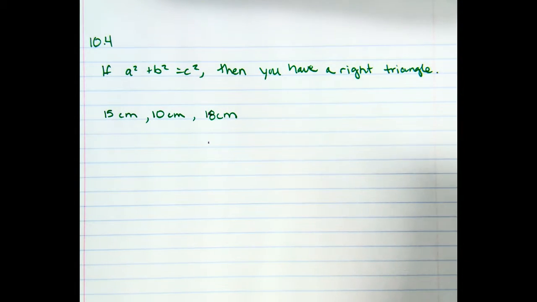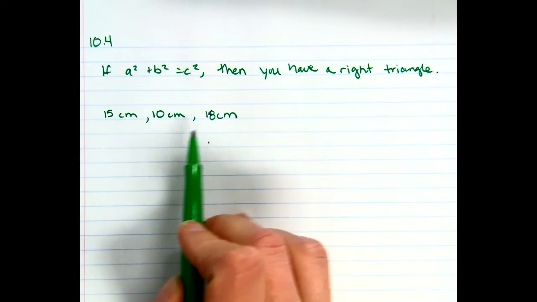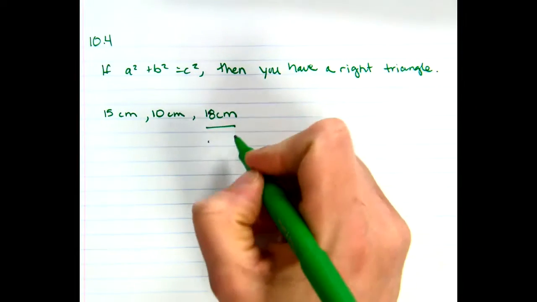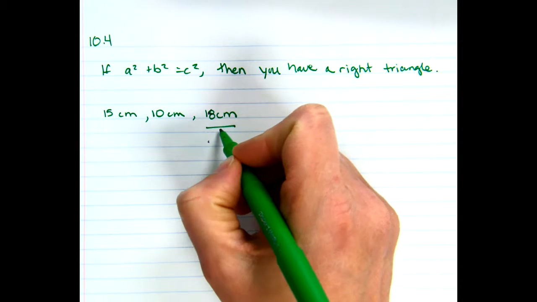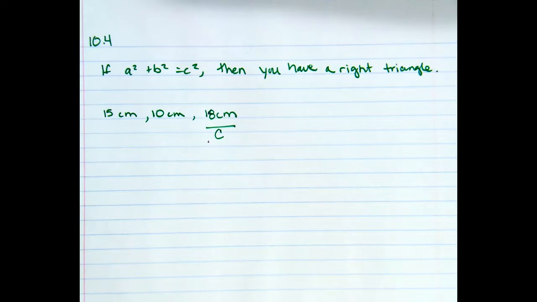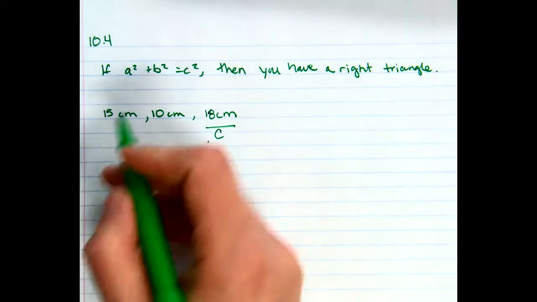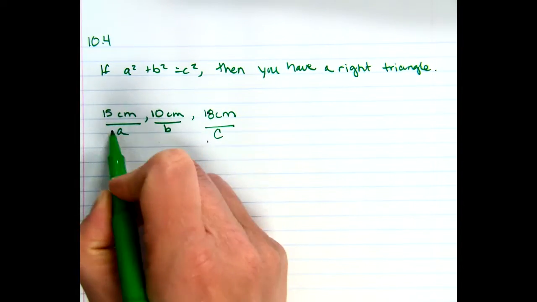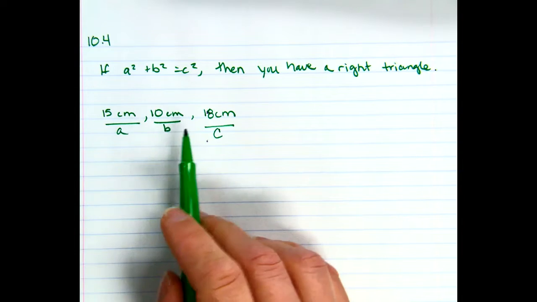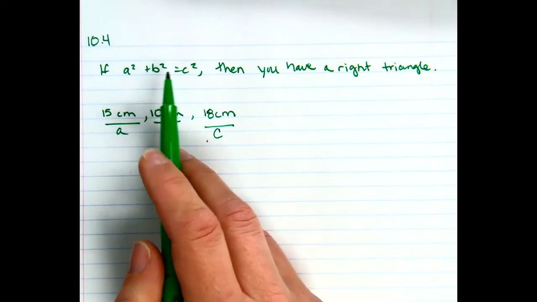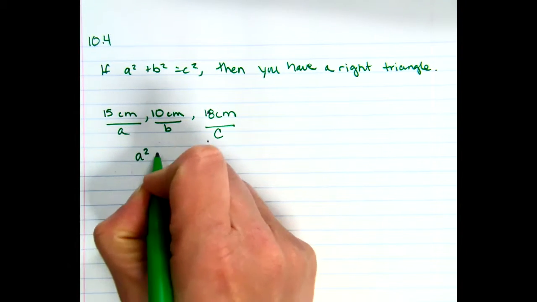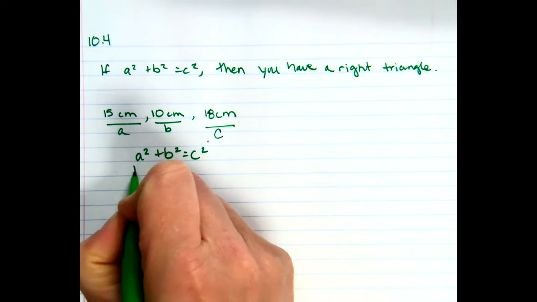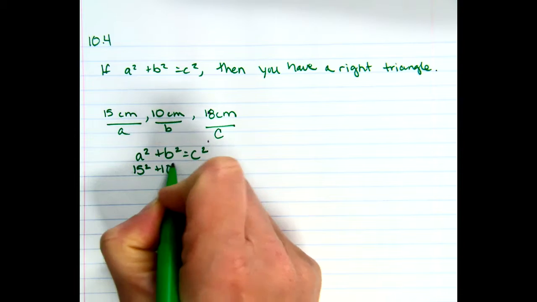What you would do is you would first of all find the longest side. In this case, that's the 18 centimeters. Remember, the longest side, if it's a right triangle, is your hypotenuse. So that would have to be associated with C. And then the other two sides, or the legs, could be A and B or B and A. It doesn't matter. So what I'll do is I'll put these into my equation and I'll see if it works. So the Pythagorean theorem is a squared plus b squared equals c squared. Substitute what I have.